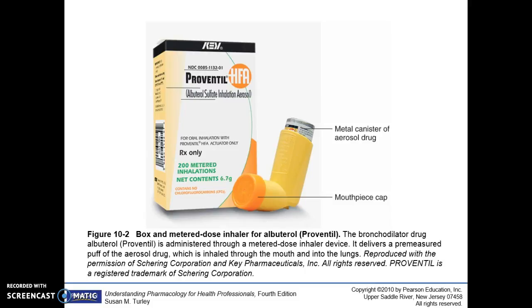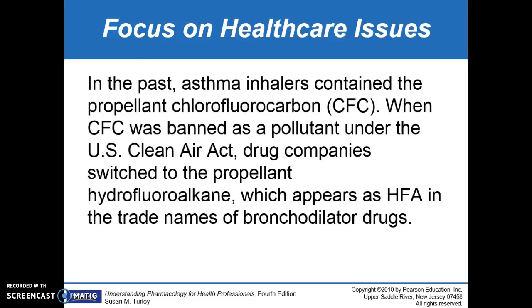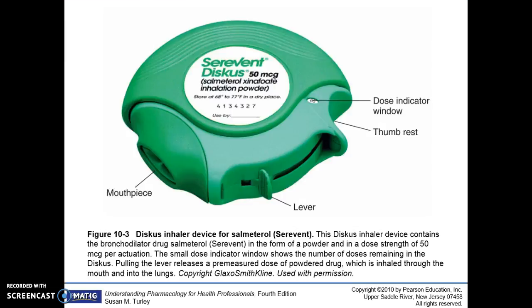Now, you notice we have this HFA on here. These used to be propelled, in other words, that's how the medicine got from the canister into the patient, using what we called a CFC, a chlorofluorocarbon. But it was banned several years ago now. It was considered a pollutant, and so they changed the propellant. So that's what the HFA refers to, the propellant that's used to push that drug into the body, into the respiratory system.